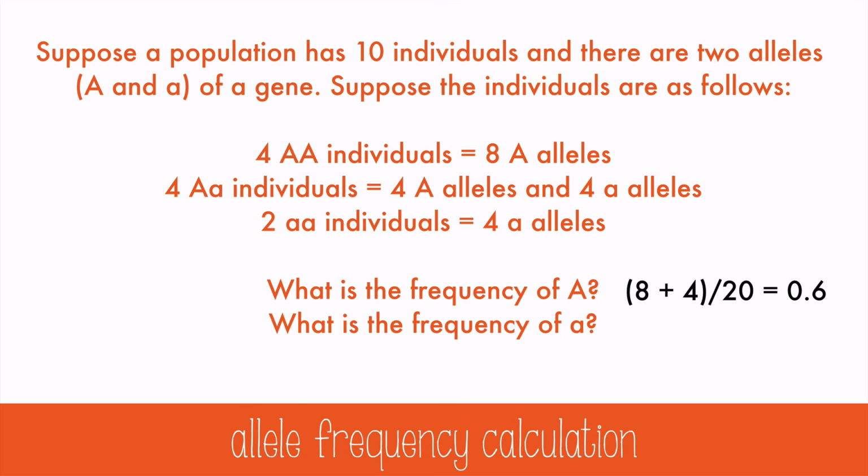At this point, you could just subtract 0.6 from 1 to get the frequency of the recessive allele, or you could do the same calculation as the first part. 4 recessive alleles from the heterozygotes and 4 from the homozygous recessives gives us 8 out of 20, which is 0.4. So the dominant allele in this case is more frequent in this population.